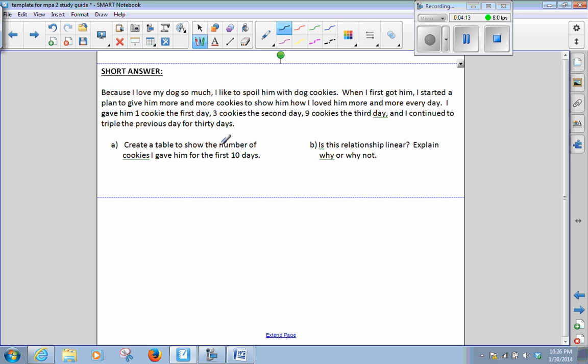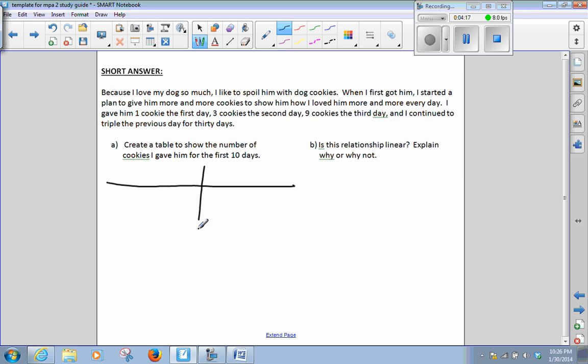Okay, so it says create a table to show the number of cookies I gave him for the first 10 days. So I'm going to do my number of days here, number of cookies here. So day 1, 2, 3, 4, 5, 6, 7, 8, 9, and 10.